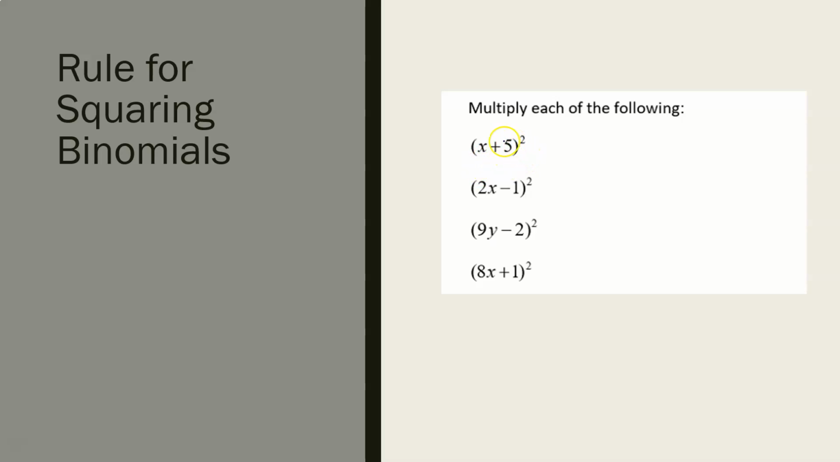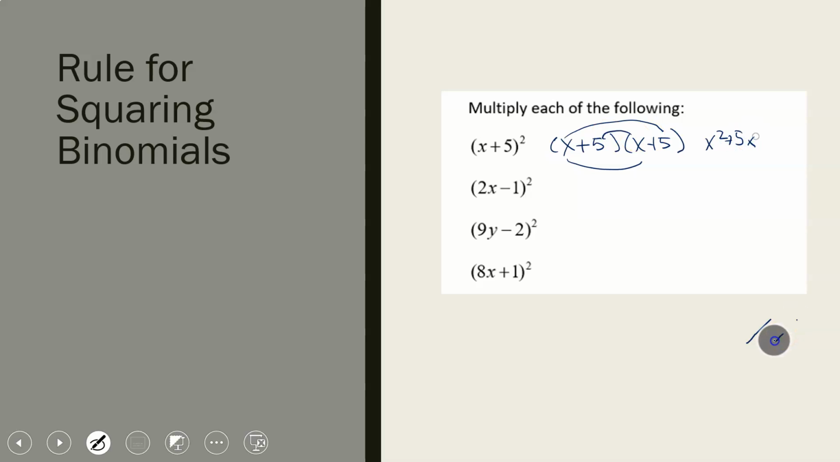Remember, this is not just squaring the x and squaring the 5, but instead it's taking the quantity of x plus 5 times the quantity of x plus 5. So you're going to have to use FOIL or distribute here. If you use FOIL, you're going to take the first, which gives you x squared, outside, which gives you 5x, inside, which gives you 5x.